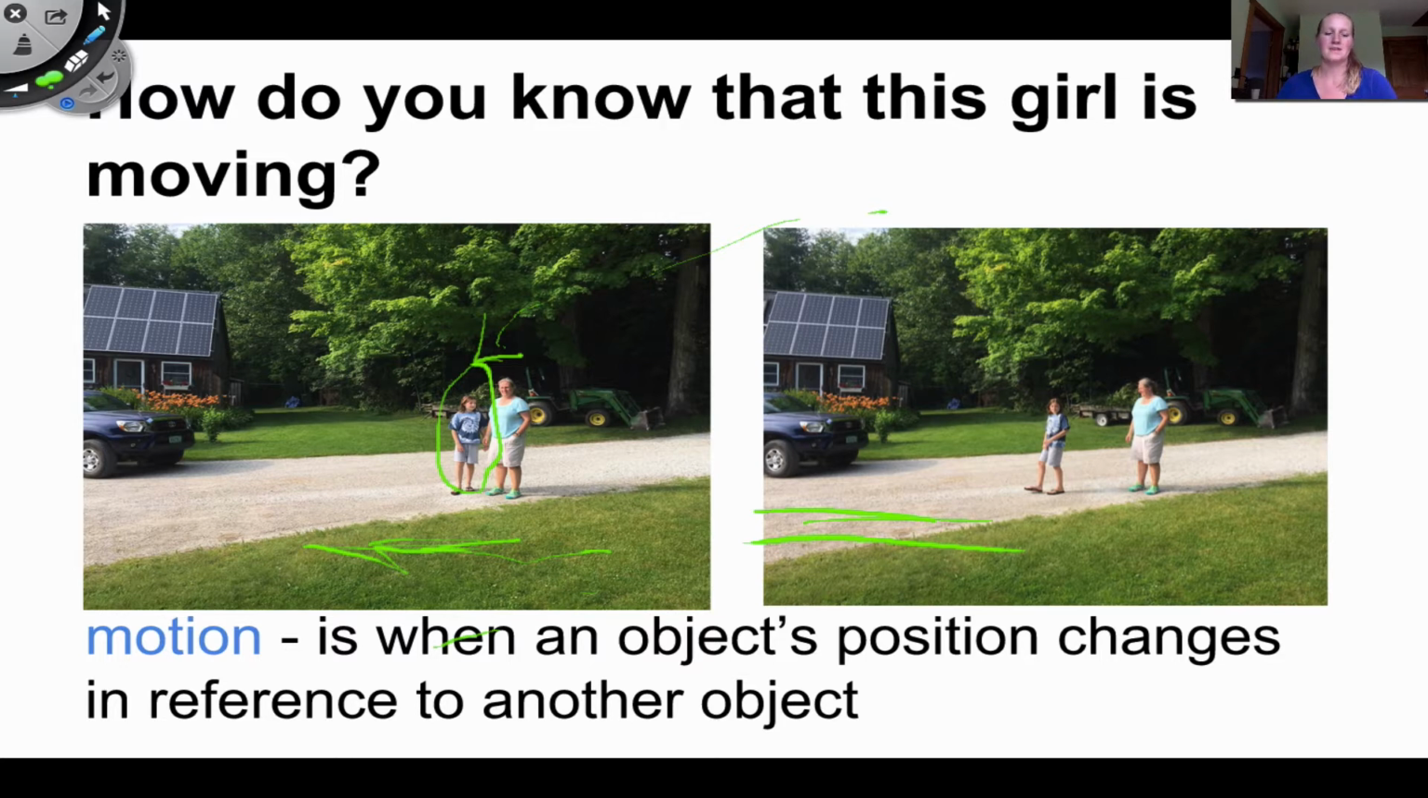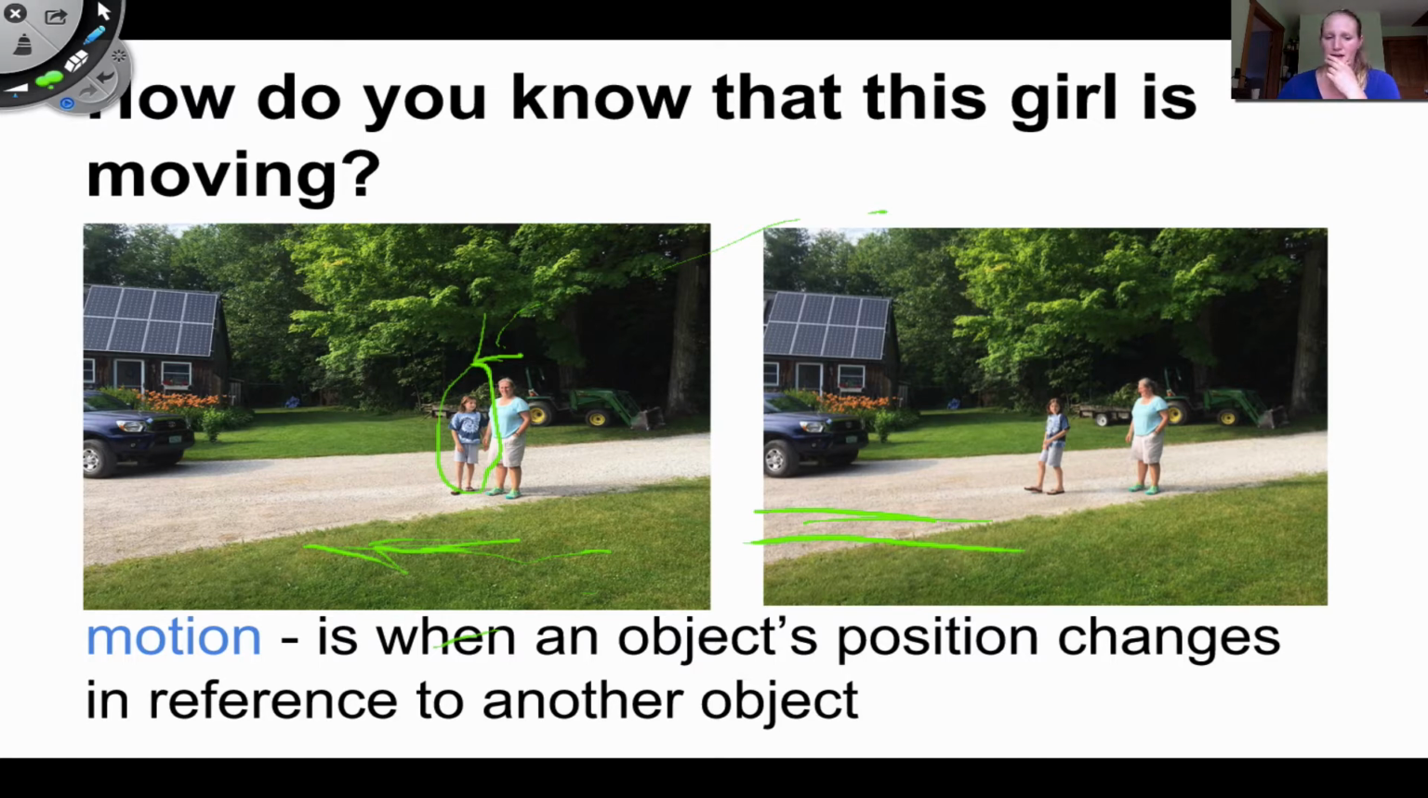Okay, one thing that's important to know is that motion is defined as when an object's position has changed in relation to other objects. So that's really all it is. Has an object moved from one place to another when you compare it to its surroundings?